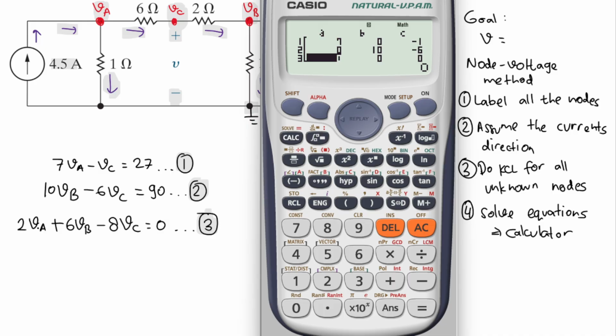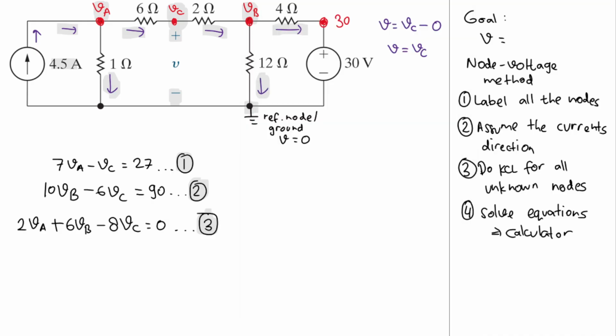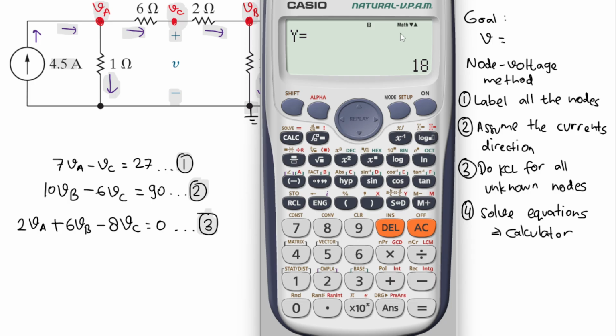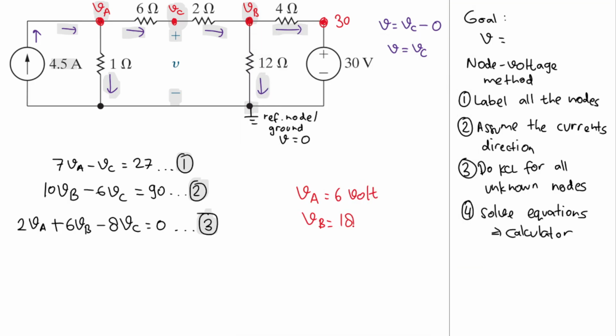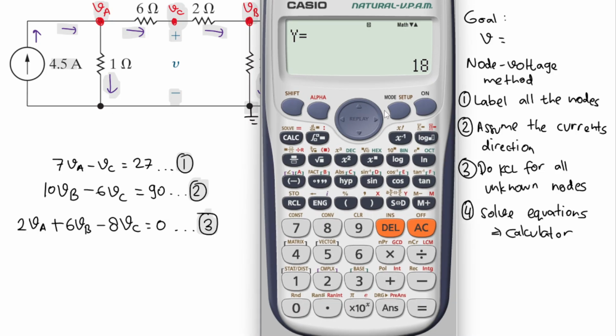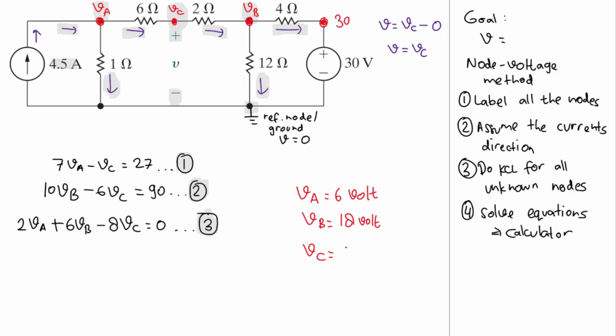Okay. And then we will have 2 VA. 2 VA, and then 6, and then -8, and then 0. So we can get our X value, which is our VA. So our VA will be 6 volt. And then what is our VB? VB will be our Y value, which is 18 volt. Okay, that is nice, 18 volt. And then we will have our VC value here, which is our Z value, which is 15 volt.